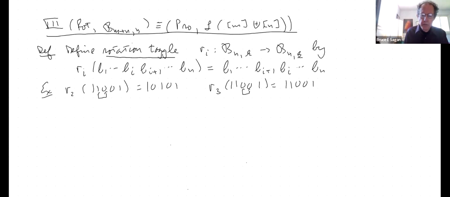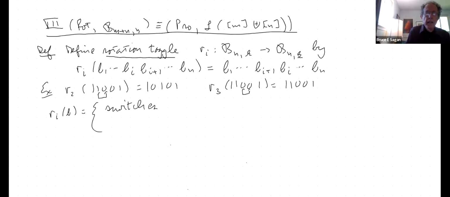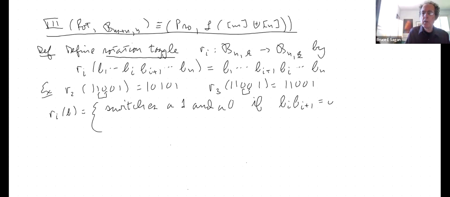Or you can think of exchanging the two bits, but the two bits are equal. Okay. So an important thing, a way to think about this, which will make it more like what we did in promotion, is that R_i of a bit string switches a 1 and a 0 if the two elements we're interested in are 0, 1 or 1, 0. And it leaves it invariant if these two have equal entries.